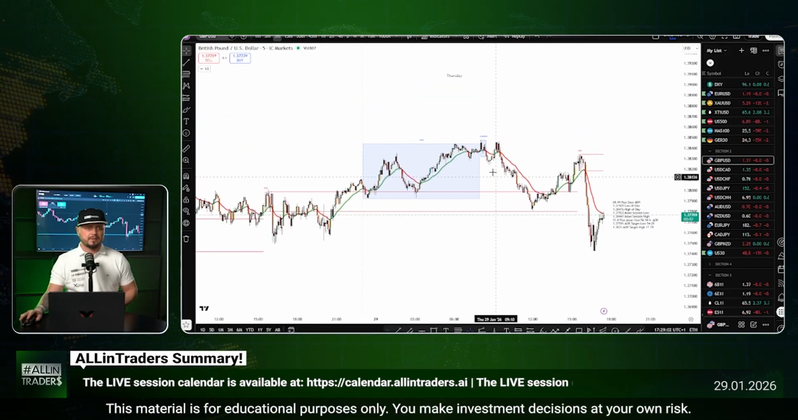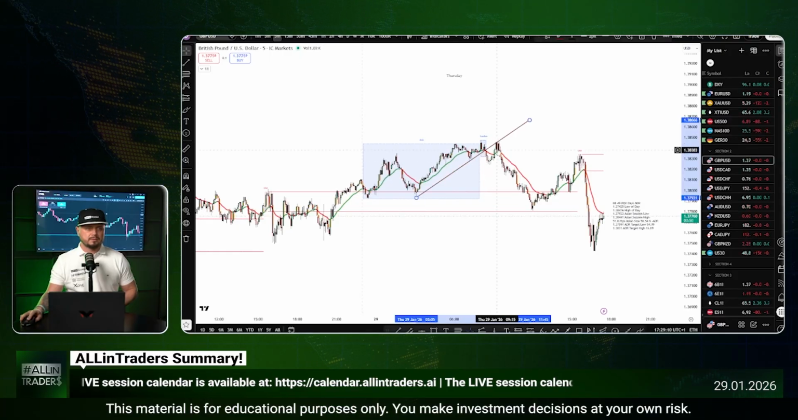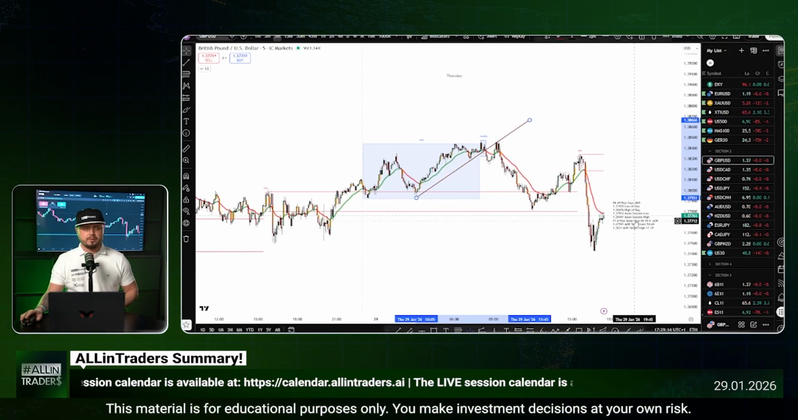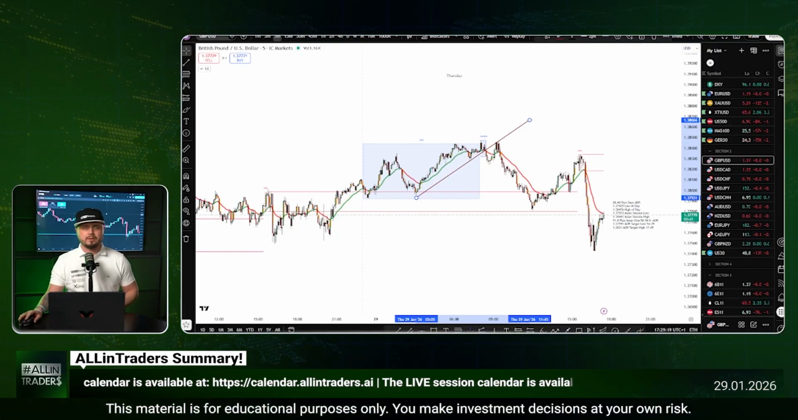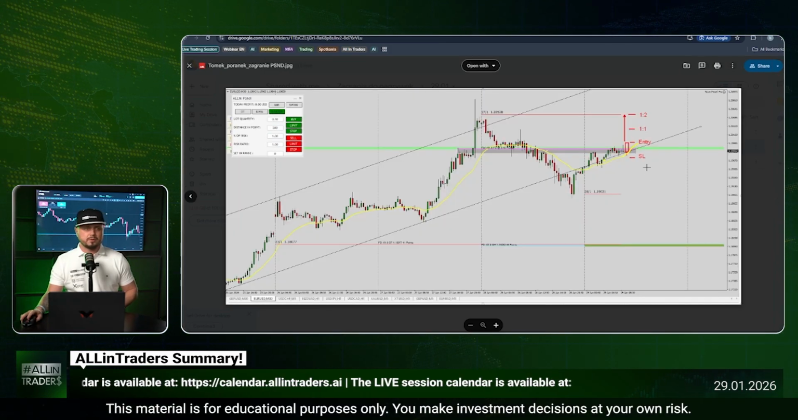Look what happened, guys. The price went through this trend line right here. It went down, retested the trend line, and boom. So there was an opportunity for you guys also to open the trade to make some profit. So this plan worked perfectly. All right, let's have a look at the next one, also from Tomek.